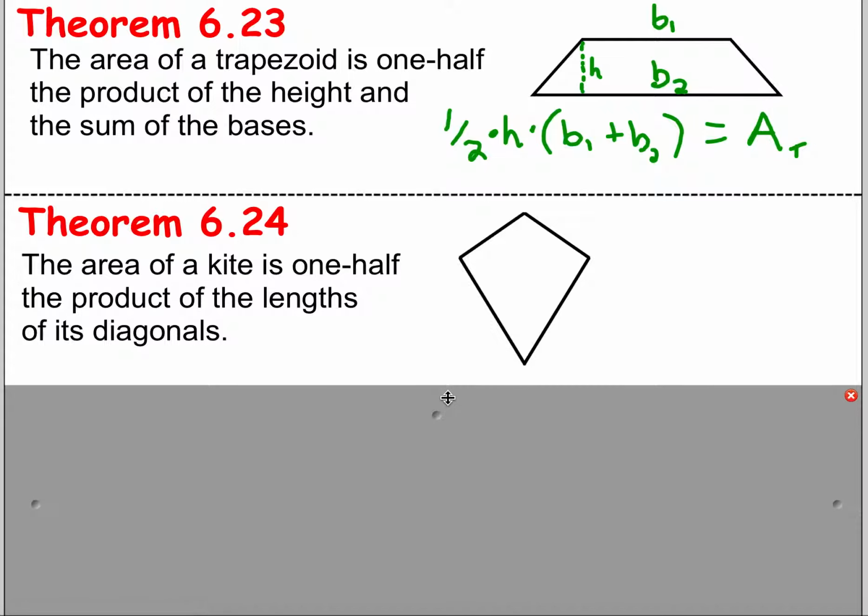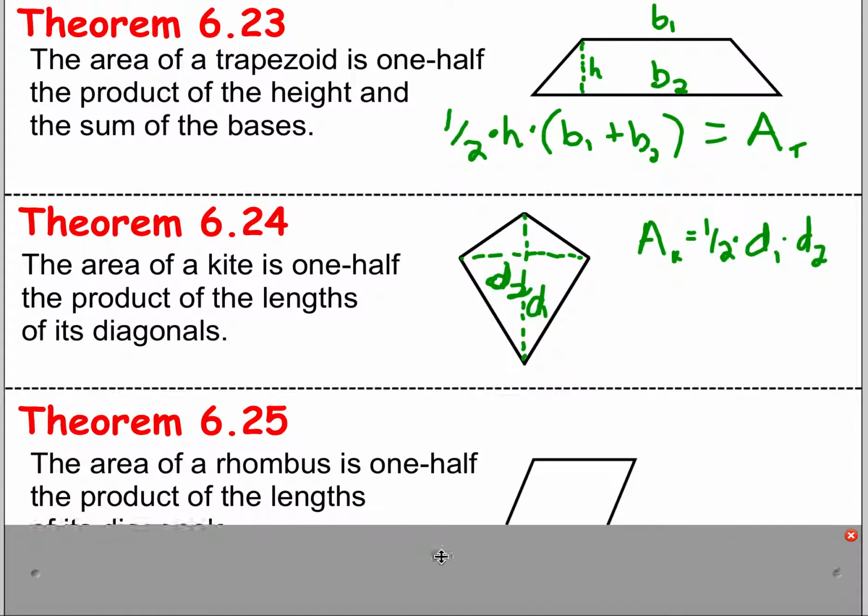All right, and what about a kite? Well, the area of a kite is going to be 1/2 the product of the lengths of its diagonals. So again, we have area of a kite is 1/2 times the product of the length of the diagonals. So here's one diagonal. I'm going to call that D1. And here's another diagonal. I'm going to call that D2. And the area of a kite is going to be 1/2 times D1 times D2. Okay, pretty straightforward. Moving right along.